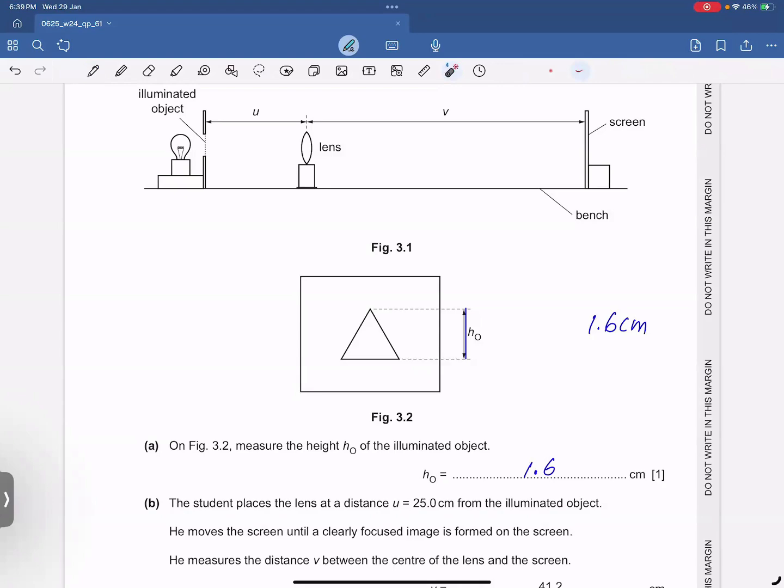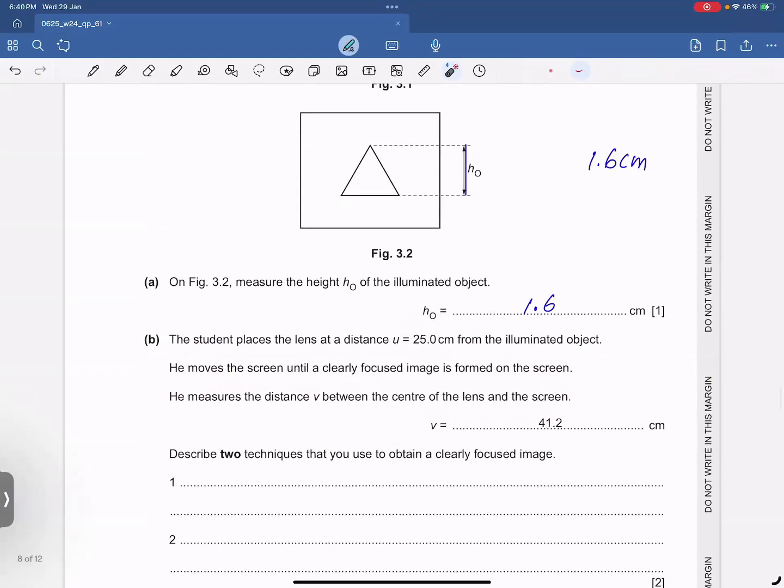After that, the student places the lens at a distance of 25. So u is 25 centimeters, this one. This is not a to-the-scale diagram, by the way. And he moves the screen until there is a clearly focused image on the screen. He measures the distance v, which comes to be 41 centimeters.